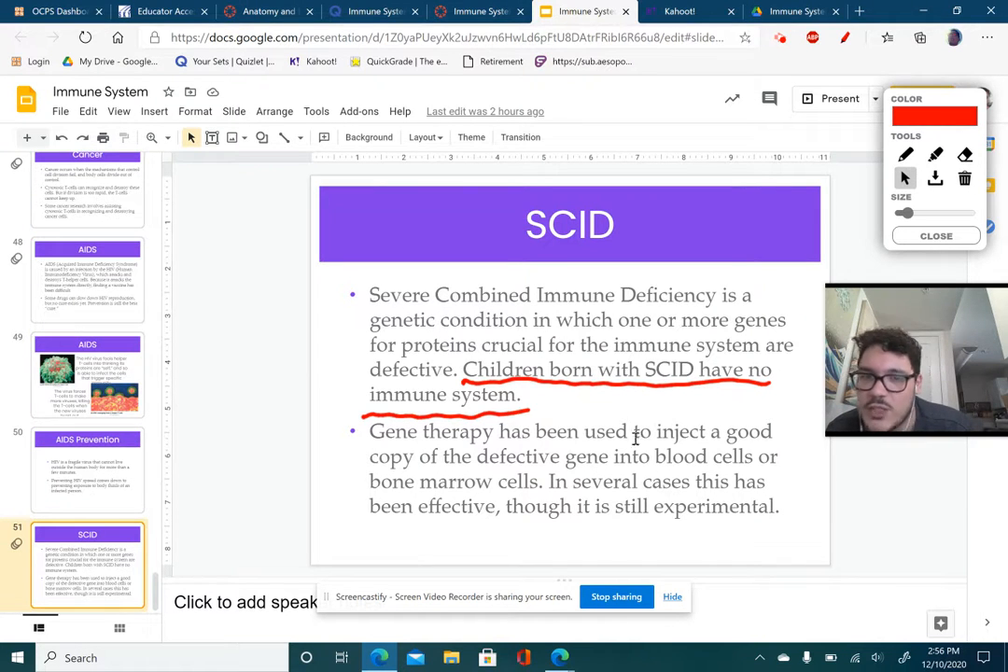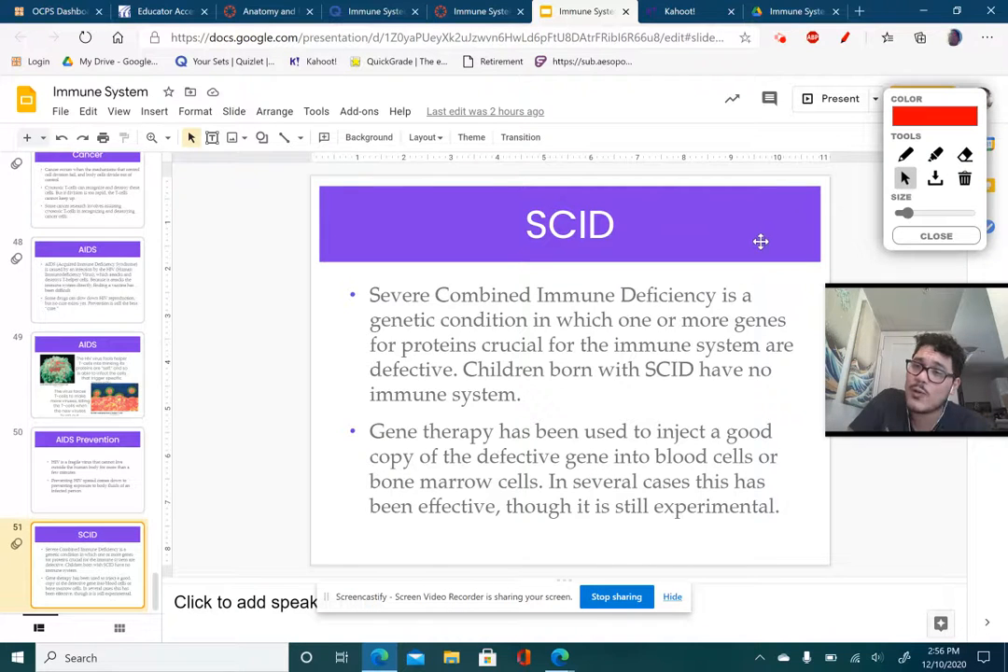Gene therapy has been used to inject a good copy of the defective gene into blood cells or bone marrow cells. In several cases, this has been effective, though it is still experimental. So there's no vaccine for this. There's no medicine for this. This is something that requires affecting the genes directly. And in theory, that's possible. You could use gene editing tools like CRISPR to possibly do this, but it's all theory, right? It's a lot of experimental stuff. Thankfully, this is a rather rare condition. This doesn't happen often. But nonetheless, this is a serious condition because no immune system means your body cannot fight off the hundreds of things that you encounter on a regular basis.